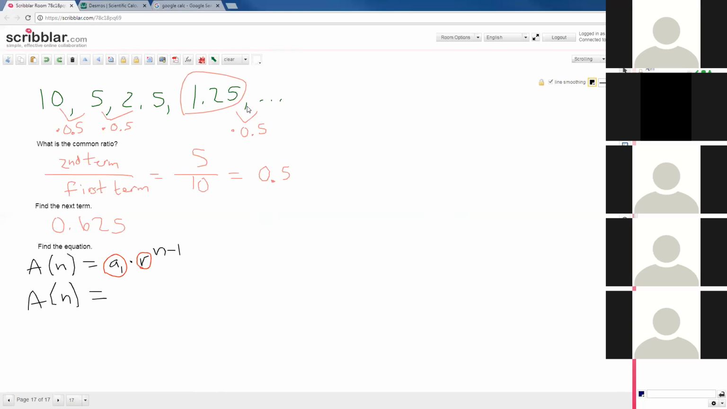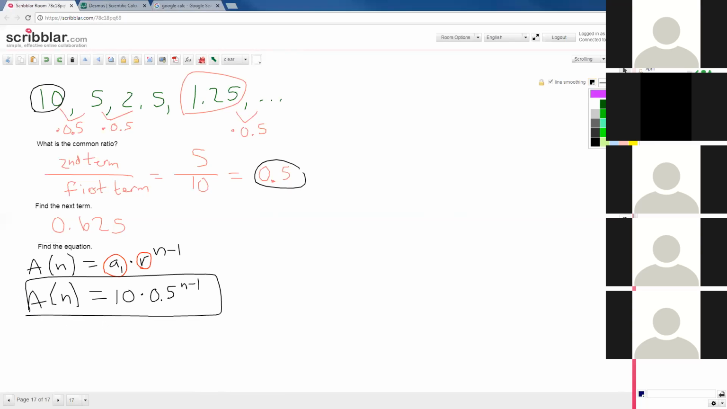Close. 10. Yep. The 1 and the 0 are actually together. It looks better when you have it typed out. When I'm handwriting it, sometimes it's confusing, but the commas are the separators between numbers. So 10 is our first term. And then our common ratio, we identified as 0.5. And then we leave the n minus 1 the same. If it asks for the equation, this is our equation.